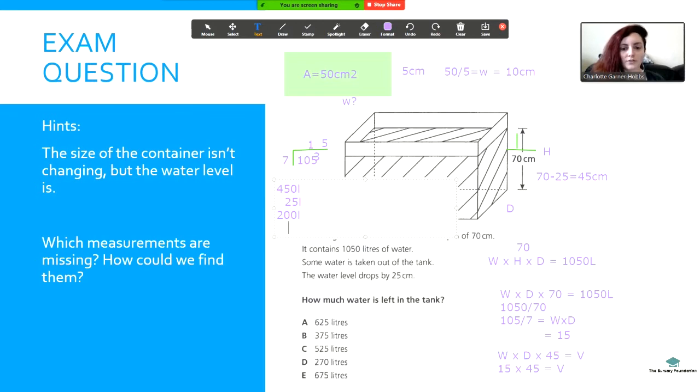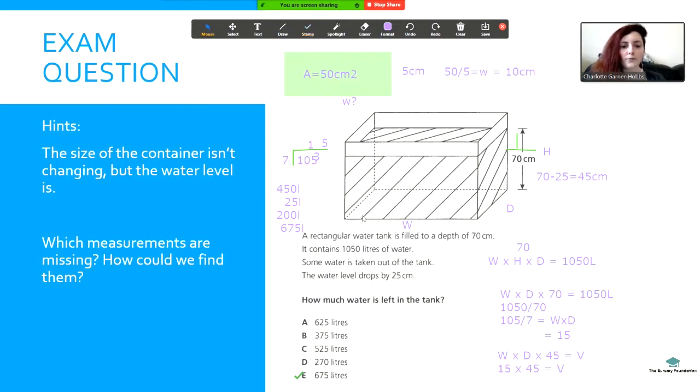Well, I've got a 5 over here, I've got a 7 here, and I've got a 6 here. So the answer would be 675 litres. If I double check this down the bottom, the only correct answer I can have in that case is E.